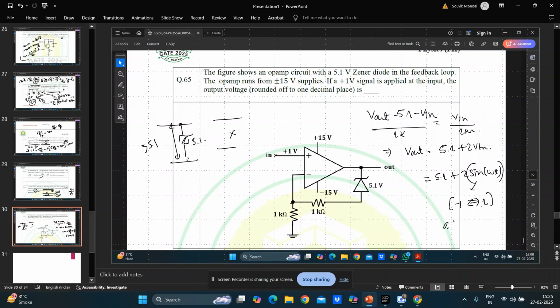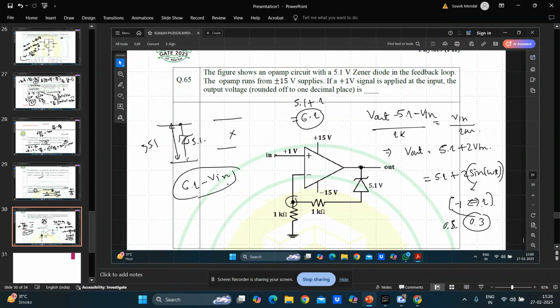I can take 0.5, I can take 0.3, whatever, because sine omega t varies from minus 1 to 1. So let's check with, let's say, 0.5. So 5.1 plus 2 into 0.5, that is 1, is equal to 6.1. You can say your V out is 6.1. Now look carefully. This difference is 6.1 minus V in, right? So the difference between this and this is 6.1 minus V in.